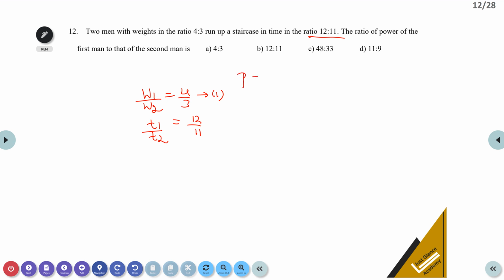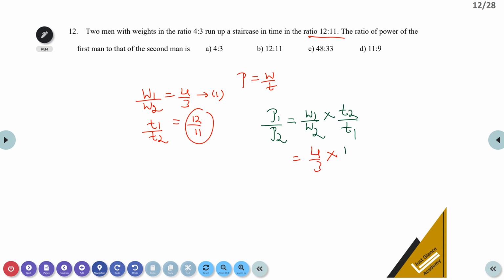We know the formula, power equal to work divided by time. Then how to write? P1 divided by P2 equal to W1 divided by W2 into T2 divided by T1. Substitute this. W1 by W2 is 4/3, into T2 by T1, which is the reciprocal of 12/11, that is 11 by 12. So 4 ones are 4, 3 fours are 12... that is equal to 11 by 9. That means 11 is to 9. So this is the right choice.